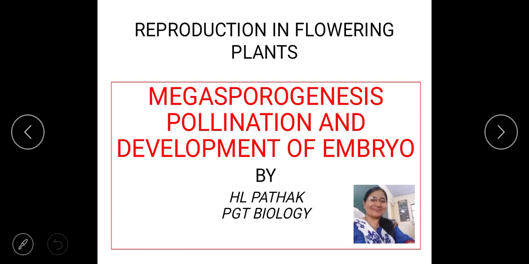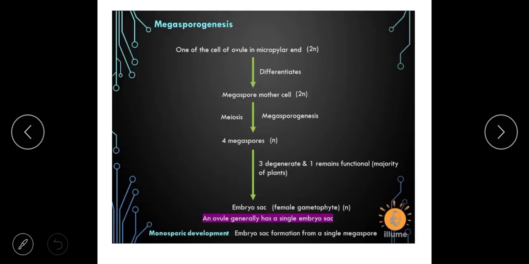Dear students, today I am just going to tell you about megasporogenesis, pollination and development of embryo. In the previous video, I have already spoken about microsporogenesis. Now the question comes, what is megasporogenesis? Megasporogenesis, like microsporogenesis, is again the differentiation of the megaspore mother cell into megaspores.